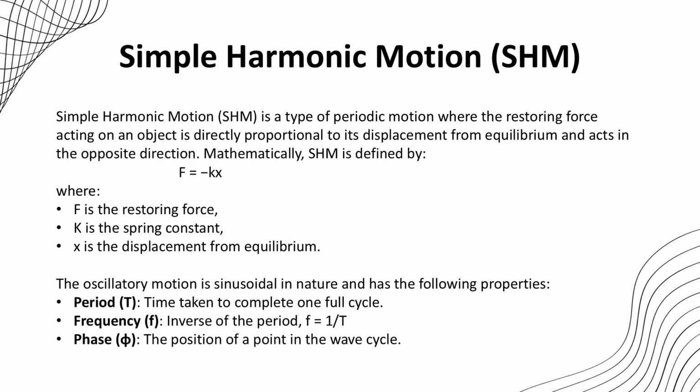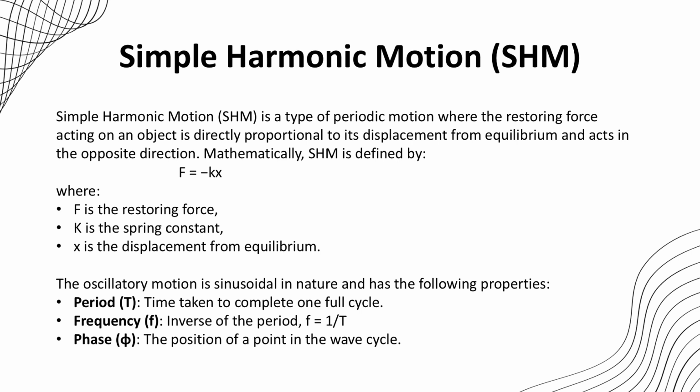Simple harmonic motion, SHM, is a type of oscillatory motion where the restoring force is proportional to displacement and acts in the opposite direction. Represented mathematically as F equals minus kx, where F is the restoring force, k is the spring constant, and x is the displacement from equilibrium. The oscillatory motion is sinusoidal in nature and has the following properties.